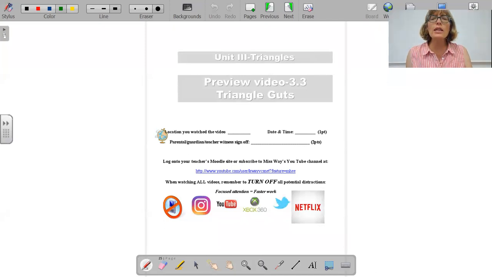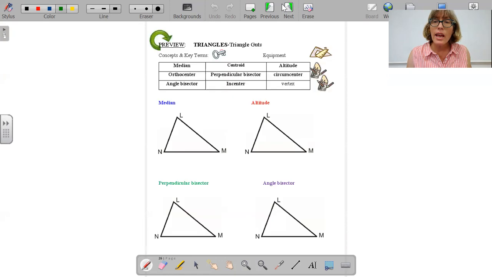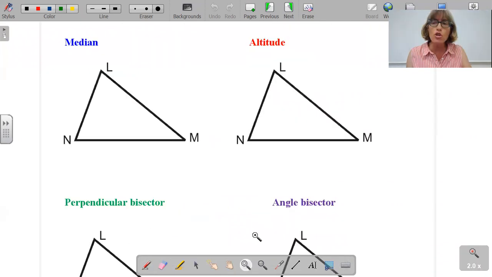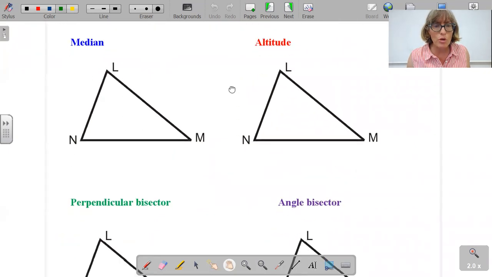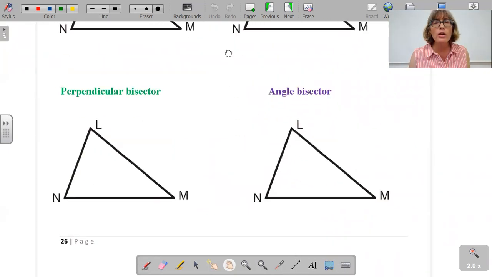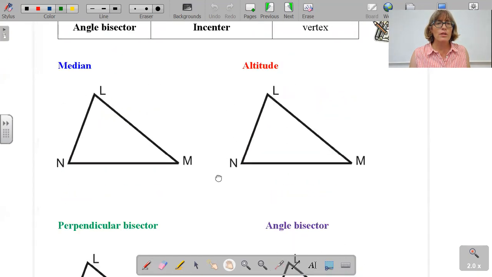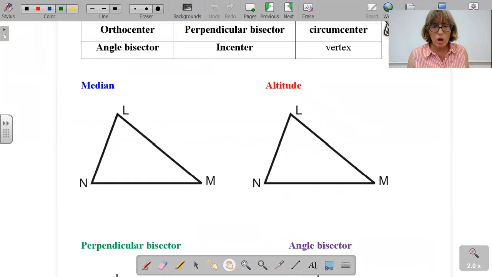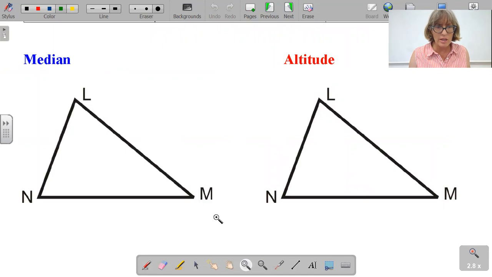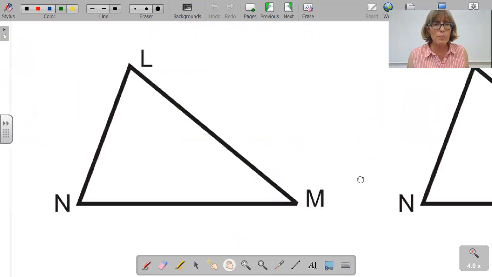We're going to be talking about triangle guts today. Triangle guts, which means the inside segments inside a single triangle. There's 4 of them. 4 main triangle guts, if you will, the insides. Yes, you must memorize these. These 4 triangle guts are median, altitude, perpendicular bisector, and angle bisector. We're going to draw a baby version of each of these and then get a little bit more detail here.